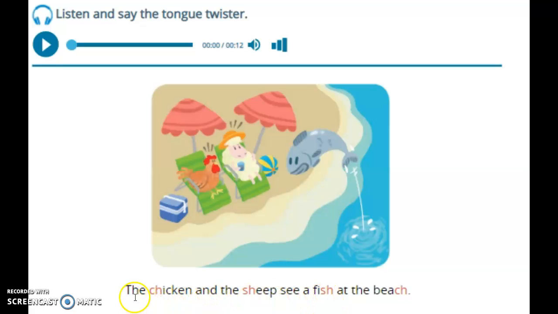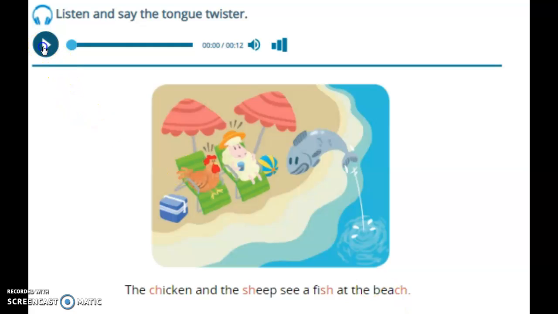Entonces quedaría, lo decimos despacio primero. The chicken and the sheep see a fish at the beach. Un poquito más rápido. The chicken and the sheep see a fish at the beach.